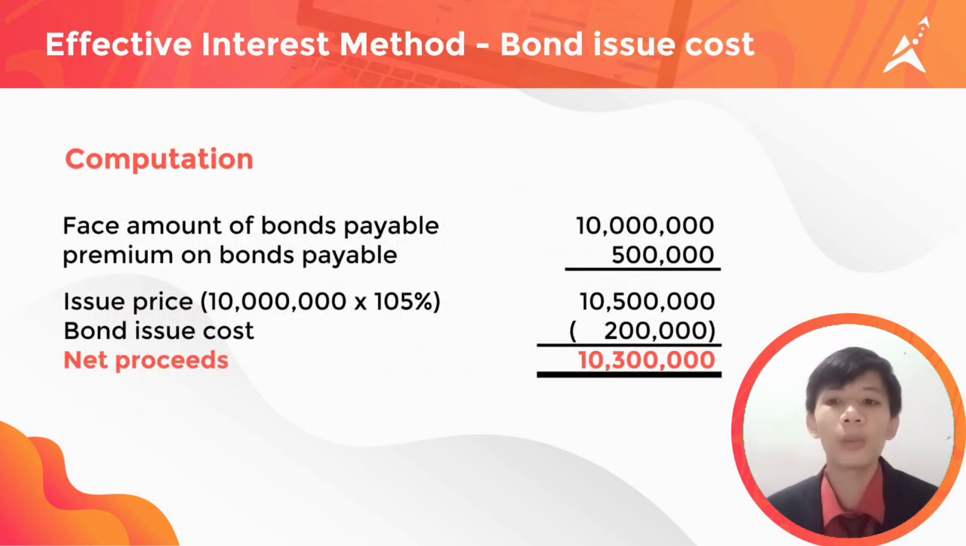So the following is the computation for the net proceeds. The face amount of bonds payable is 10 million. Then the premium on bonds payable is 500,000. We got the premium by multiplying the 10 million face amount of bonds payable by 105%. Then after adding the two, we got the issue price of 10,500,000. Then we deduct the bond issue cost of 200,000 to get the net proceeds of 10,300,000.